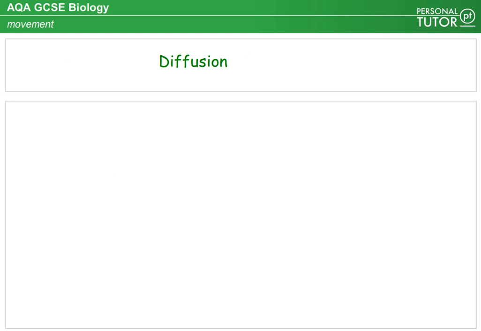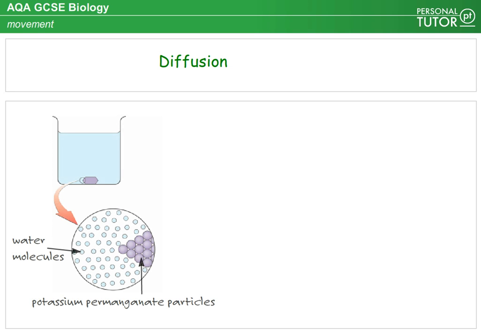Diffusion is the spreading of the particles of a gas or of a substance in solution from a region where they are at a higher concentration to a region where they are at a lower concentration, until they are spread out evenly. The particles of potassium permanganate from the crystal slowly dissolve in the water and move about until they are spread out uniformly.